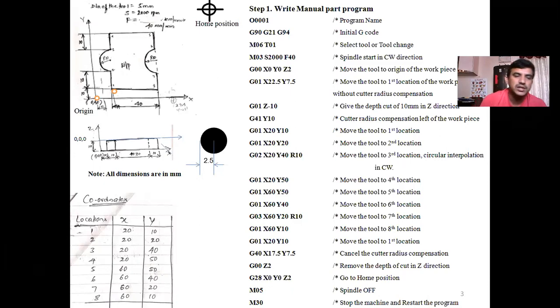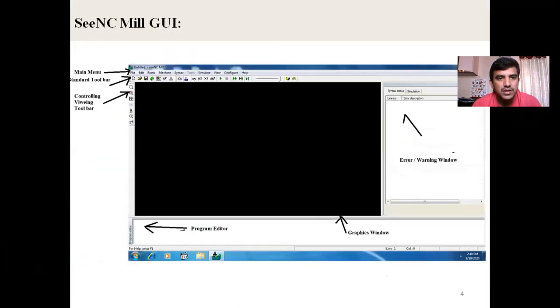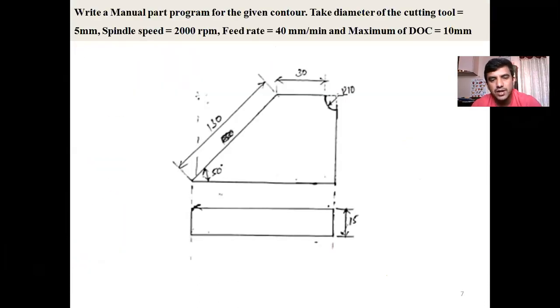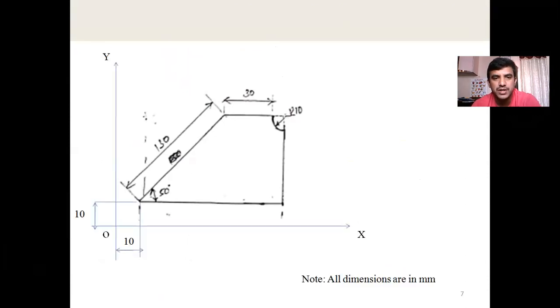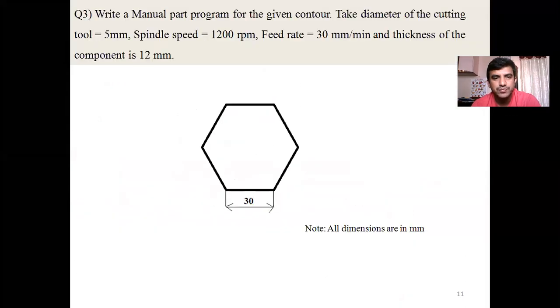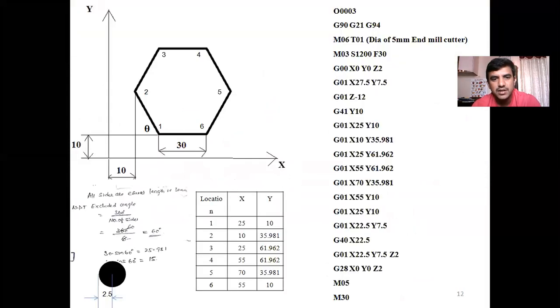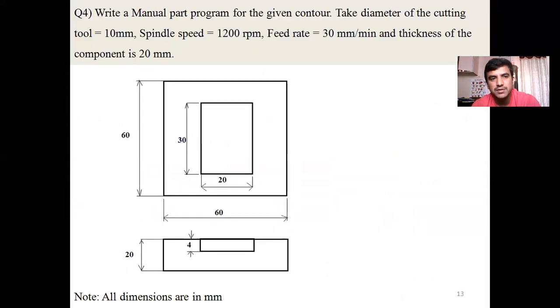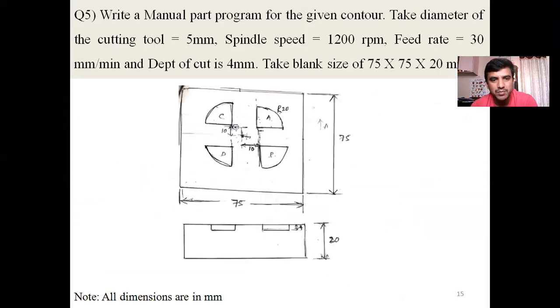Any doubt regarding the previous classes? If you have a doubt, please ask the question. In the meantime you can also ask. Similarly, the second program we wrote was for a contour. The third program is a hexagonal shape. The fourth one is pocket milling. These 4 manual part programs we have written. Now take the next program.